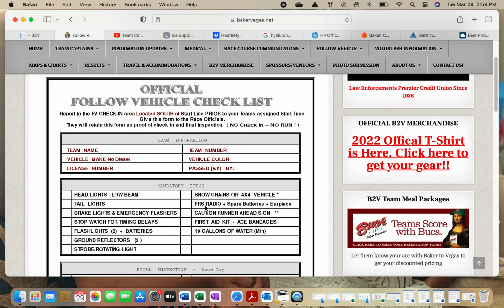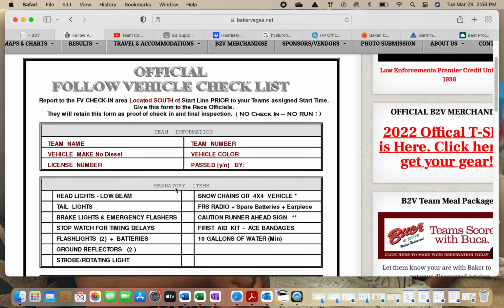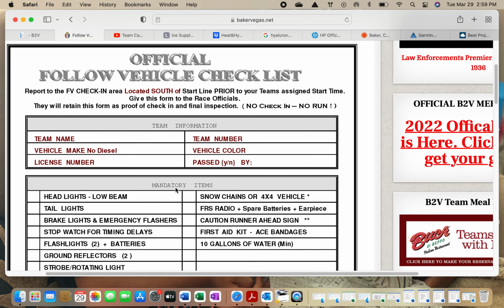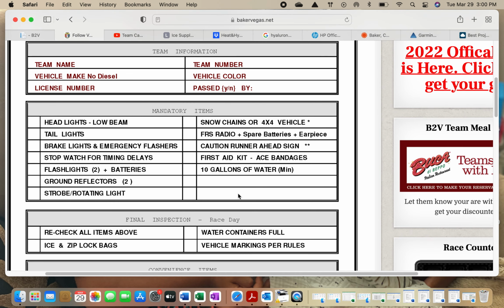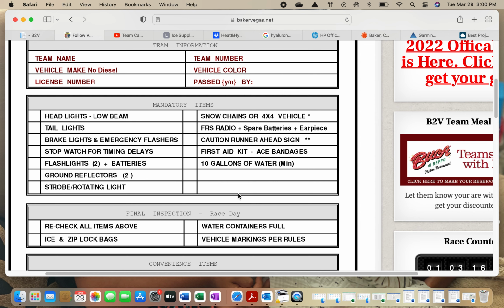And the follow vehicle check sheet. So you're going to have one of these at each stage. I suggest that you print one out and take it with you, so that way you make sure that you have everything. Team name, vehicle information, all of that. They're going to check all of this information, make sure that it's working. Headlights, taillights, brake lights, all that needs to be fully functional. Snow chains, we're not going to worry about this year. I know it says it there, but I highly doubt that there's going to be any snow anywhere. So you should be fine.